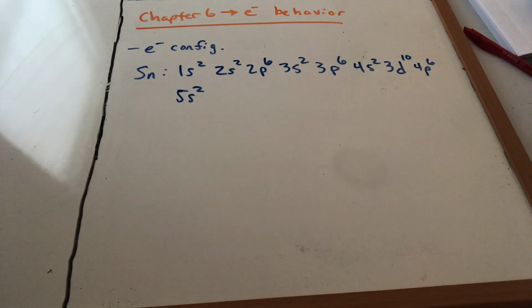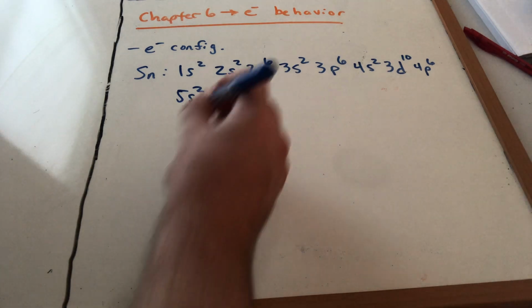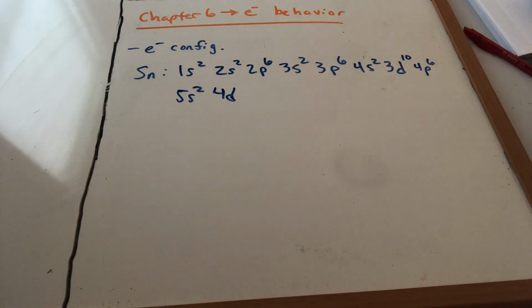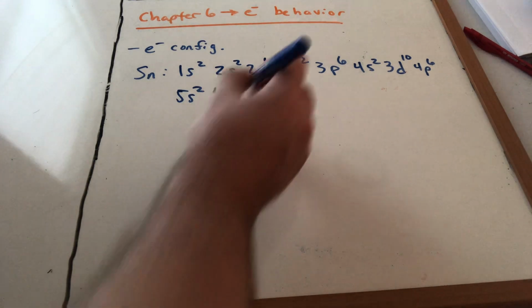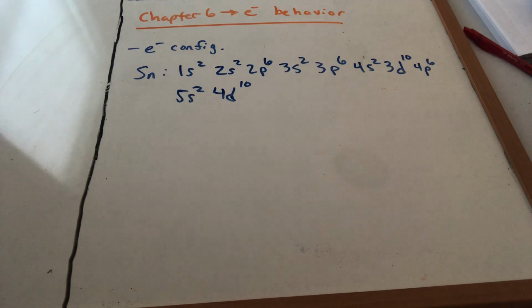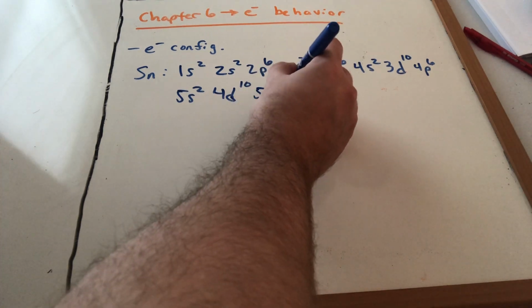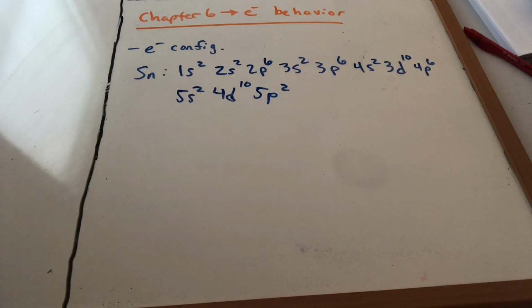Well, now we're in the transition metal block, so pick up the pattern. Now we're going to be filling the 4d's. And to get all the way over to Sn, we're going to need to put 10 electrons in those d orbitals. After those 10 electrons, now we're finally in the p block again, so we're going to be filling the 5p's. And how many electrons do we need to get over to Sn? We just need 2 more electrons.